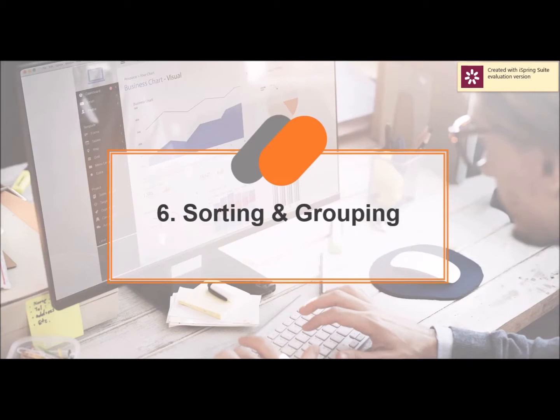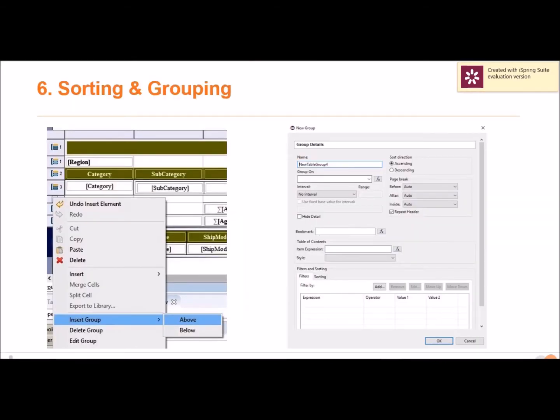Now, sorting and grouping, we're going to do a hands-on on sorting and grouping, and then you will do a report. We're going to build on the report that we've already done. Here, just to explain a little bit, you click on the table and you say insert group above, and then you can add as many groups as you want. You can do interval and sorting on top of it.